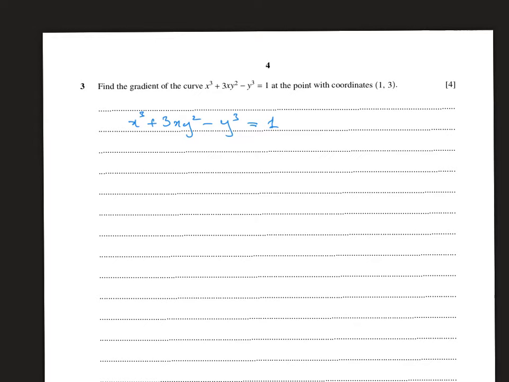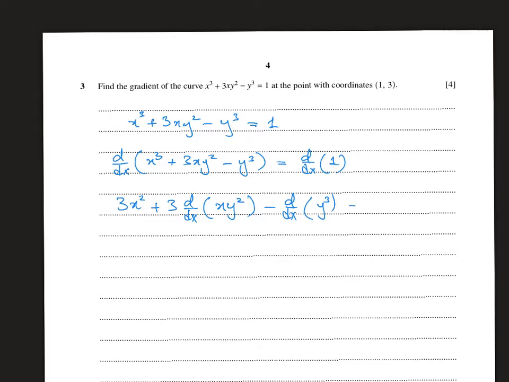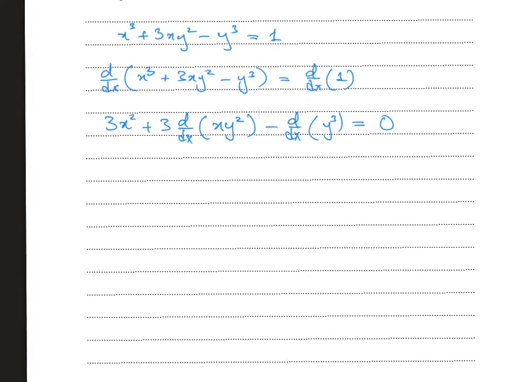What we can do is apply the differential operator on both sides. So let's do d over dx of x cube plus 3xy squared minus y cube equals d over dx of 1. Now we can find the derivative on both sides. The derivative of x cube is going to be 3x squared times dx over dx, which is 1, plus, now we have to also differentiate 3xy squared. So let me do one more step. 3 is a constant, so we take it outside: d over dx of xy squared, minus d over dx of y cube, equals d over dx of 1. 1 is a constant, so the derivative of 1 with respect to x is going to be 0.